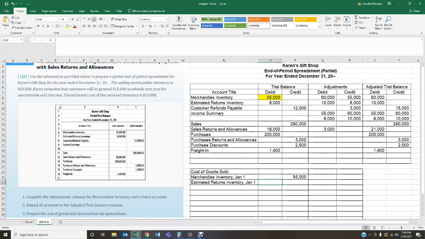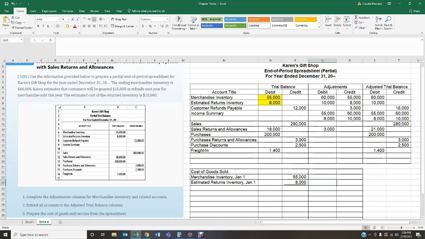Okay. And according to the problem, we had estimated returns inventory of $8,000. If we add those two together, that is going to give us $63,000. Okay. Now from there, I'm going to add my purchases. How much else did you purchase? Well, according to the problem, we had purchases of $200,000.